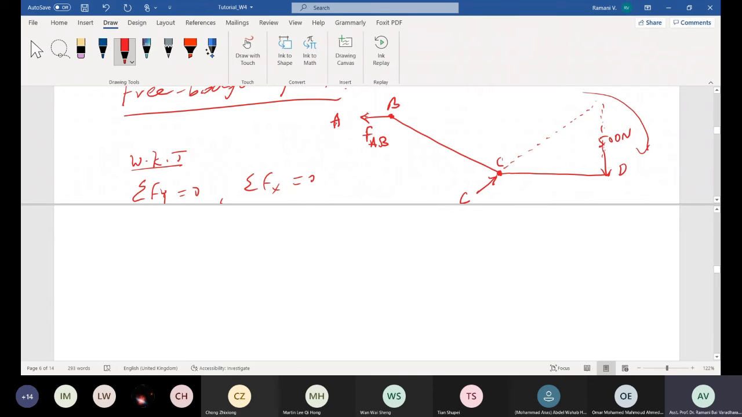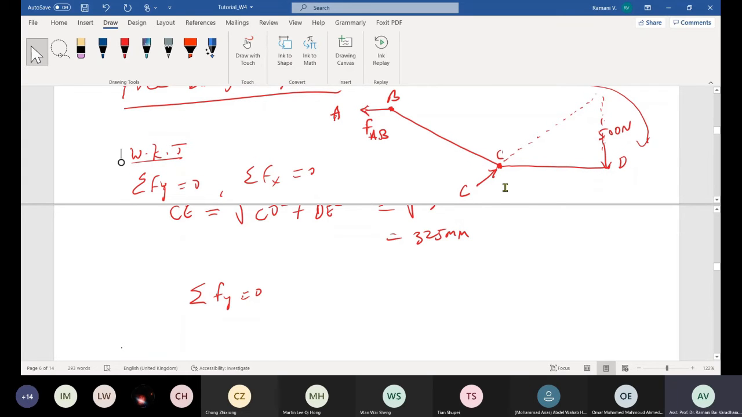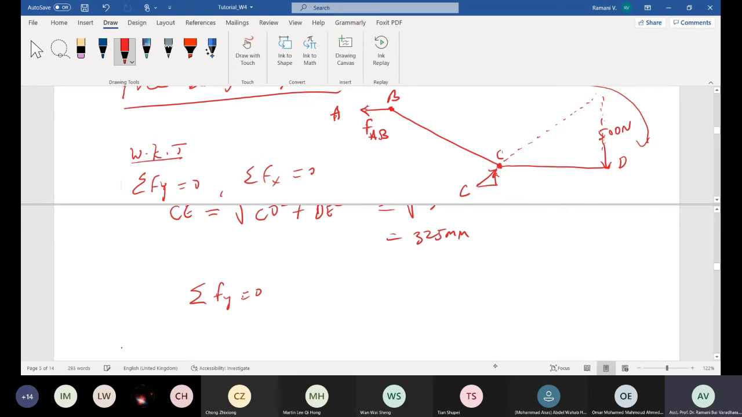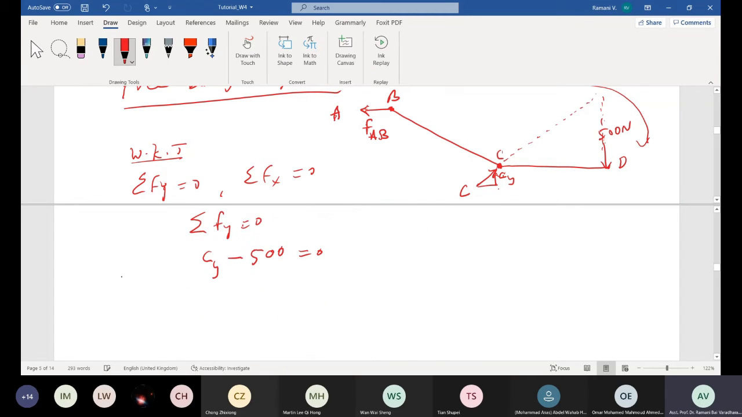Okay, draw it here itself. This is horizontal, right? This is vertical. Okay, I take the vertical as CY, right? CY is positive or negative? Positive, going upward, right? And then there's another load which is 500, right? Which is 0. How much is CY?